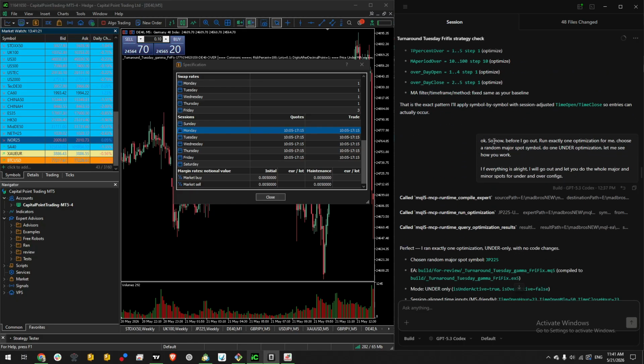I'll just read further. Okay, so now before I go out, run exactly one optimization for me. Choose a random major spot symbol, do one under optimization. Let me see how you work. If everything is all right, I will go out and let you do the whole major and minor spots for under and over configs. Yeah.